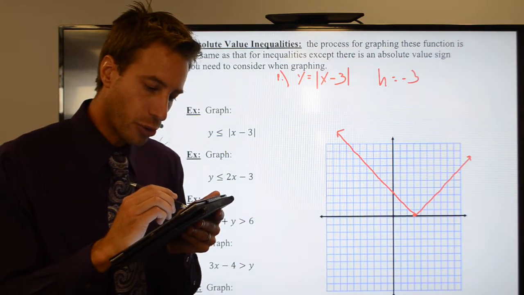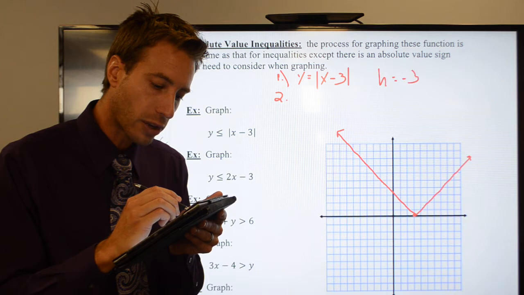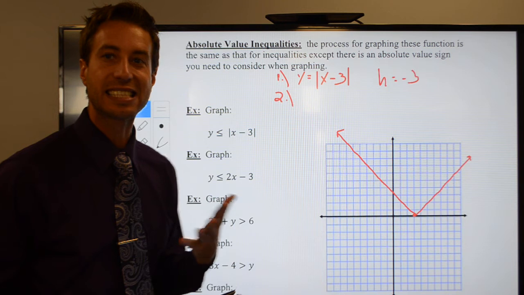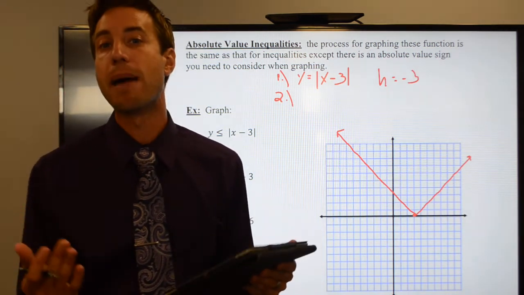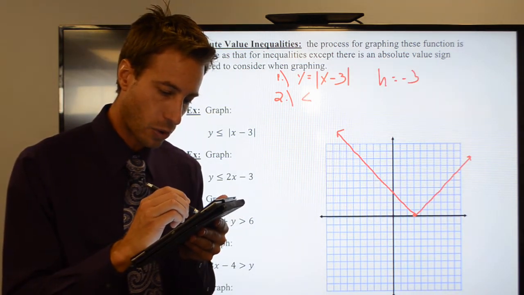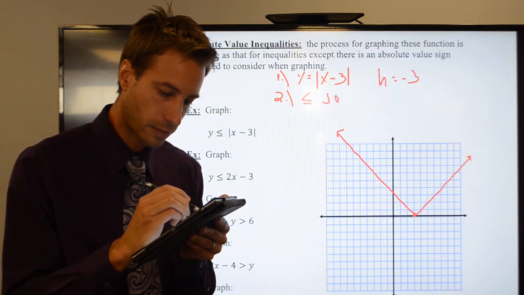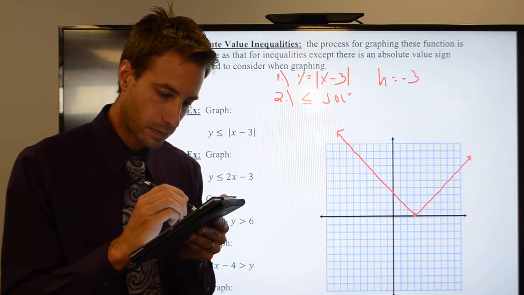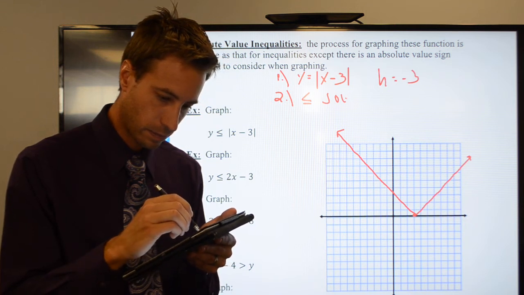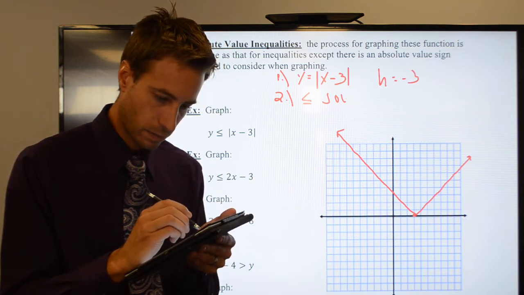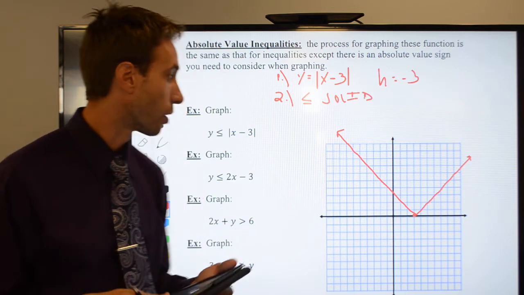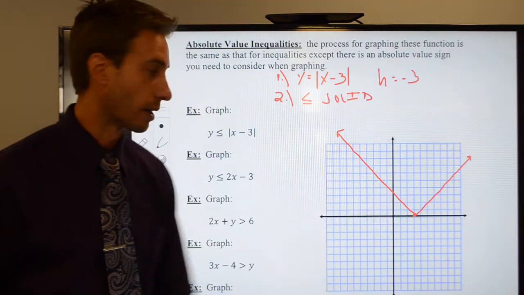Now in step number 2, I need to figure out, do I have a solid or a dotted line? So now we go back to the inequality. I have y is less than or equal to. Well, I remember that less than or equal to means a solid line. So less than or equal to means solid. I need a solid line, which I already have. I've got a solid line.